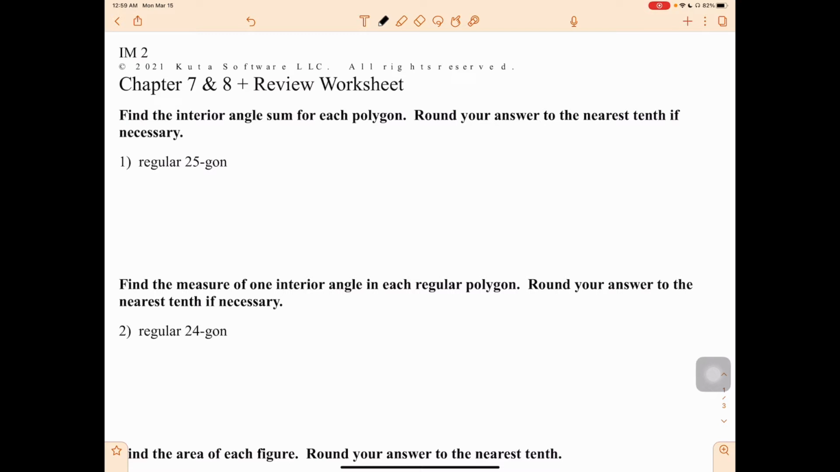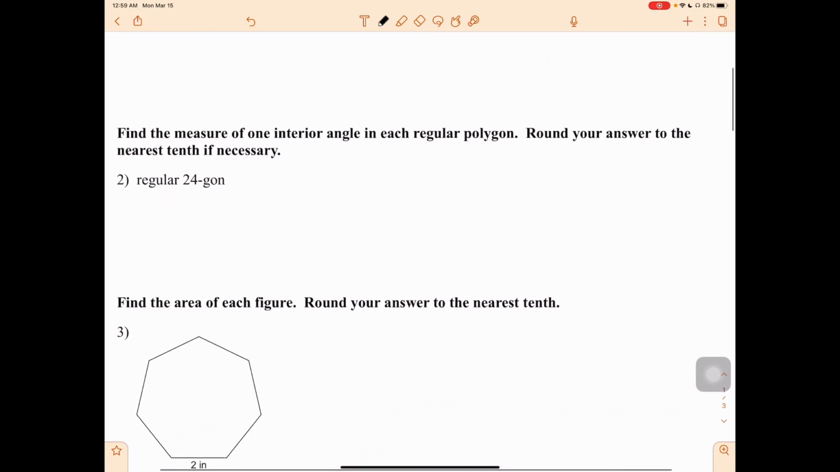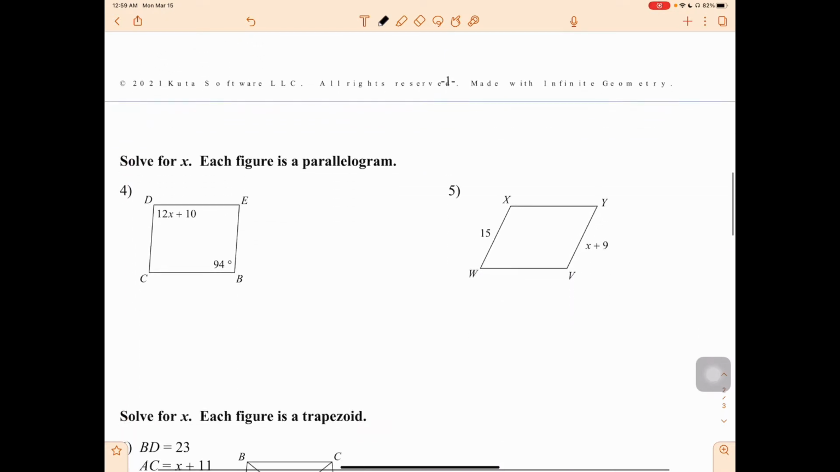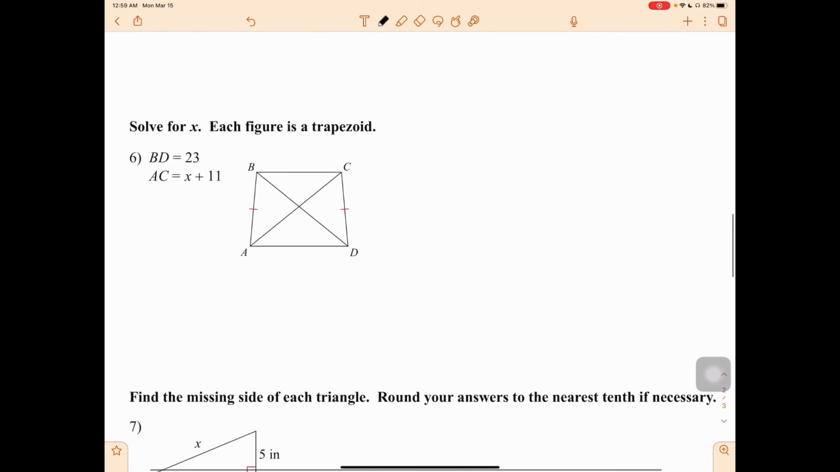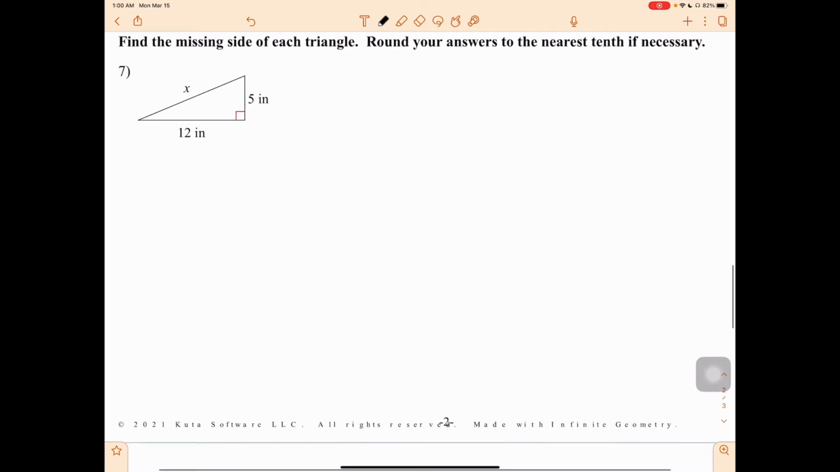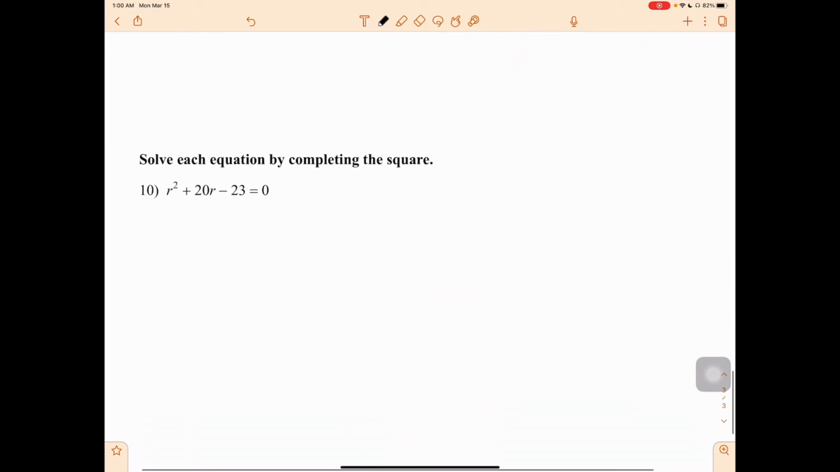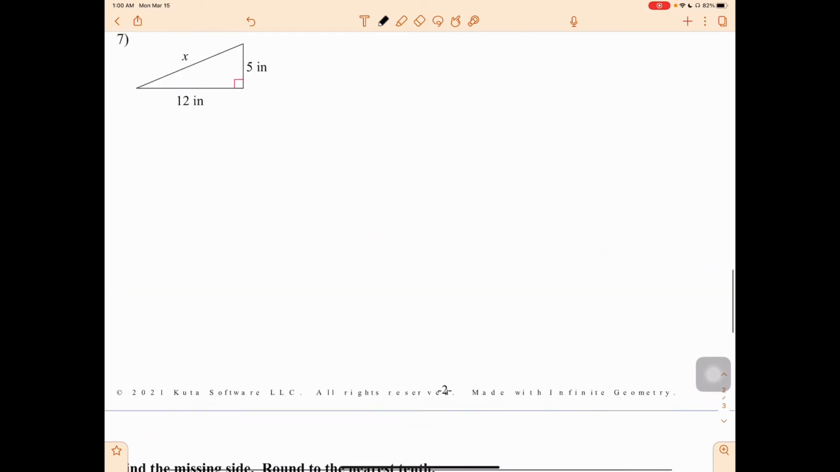So I'm going to go through them relatively quickly. You can try the problems first on your own. This is a near replica of your chapter exam. So the problems that are done here in this review will look extremely similar to your exam. That is why it's so important that you take the time to do this before doing your exam.